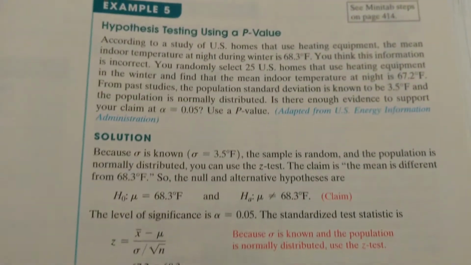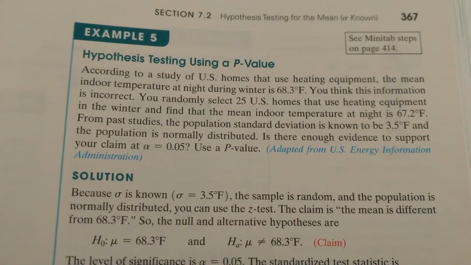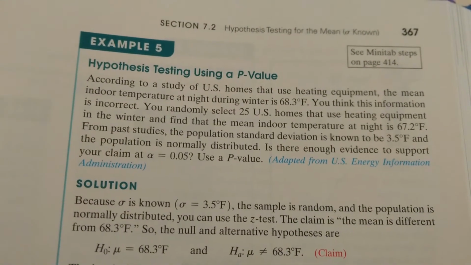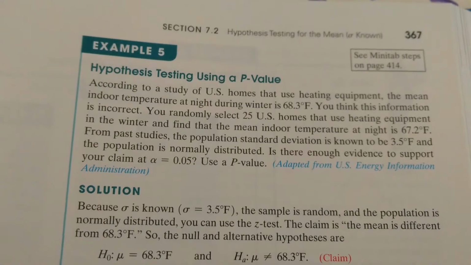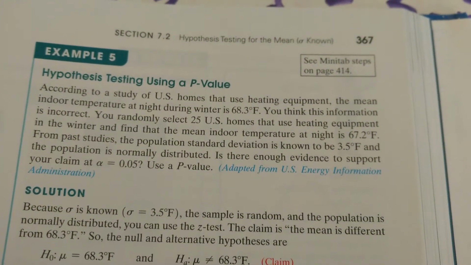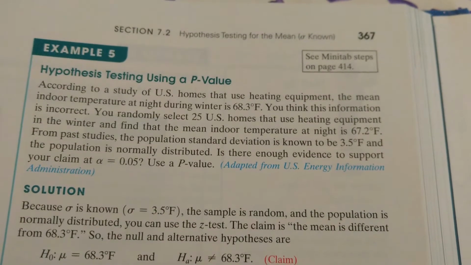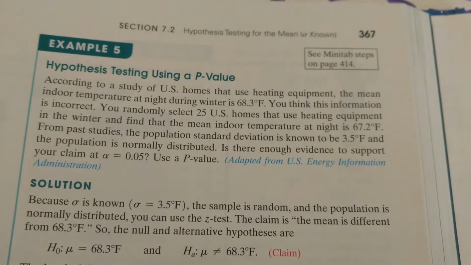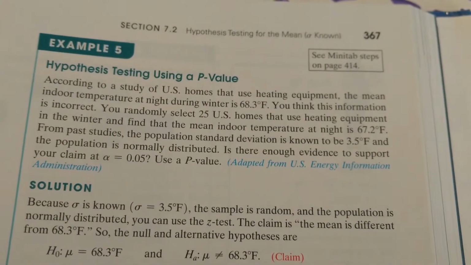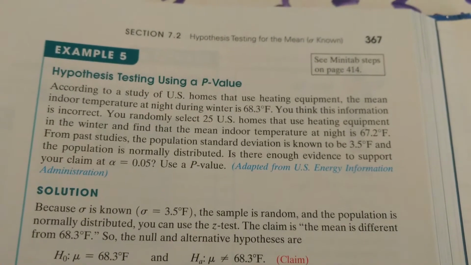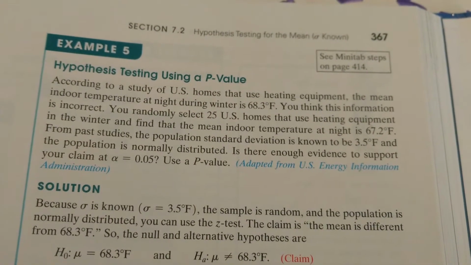Come back down. It says you randomly select 25 U.S. homes, so there's our n, that use heating equipment in the winter and find the mean indoor temperature at night to be 67.2 degrees. There's our x bar. From past studies, the population standard deviation is known to be 3.5 degrees Fahrenheit. The population is normally distributed. Is there enough evidence to support your claim at alpha 0.05?